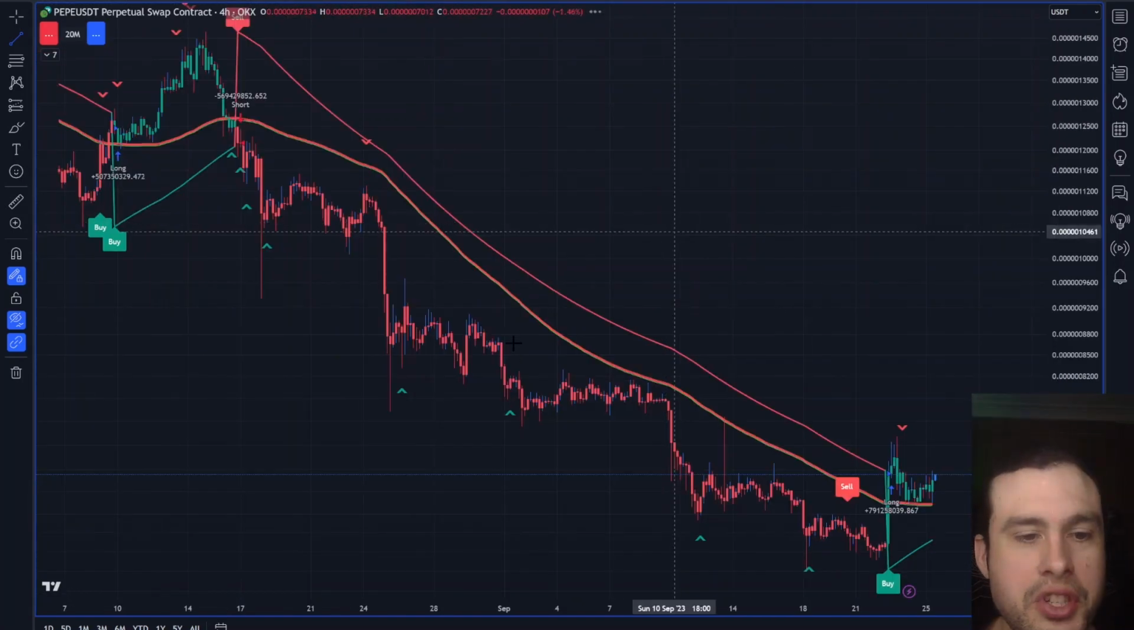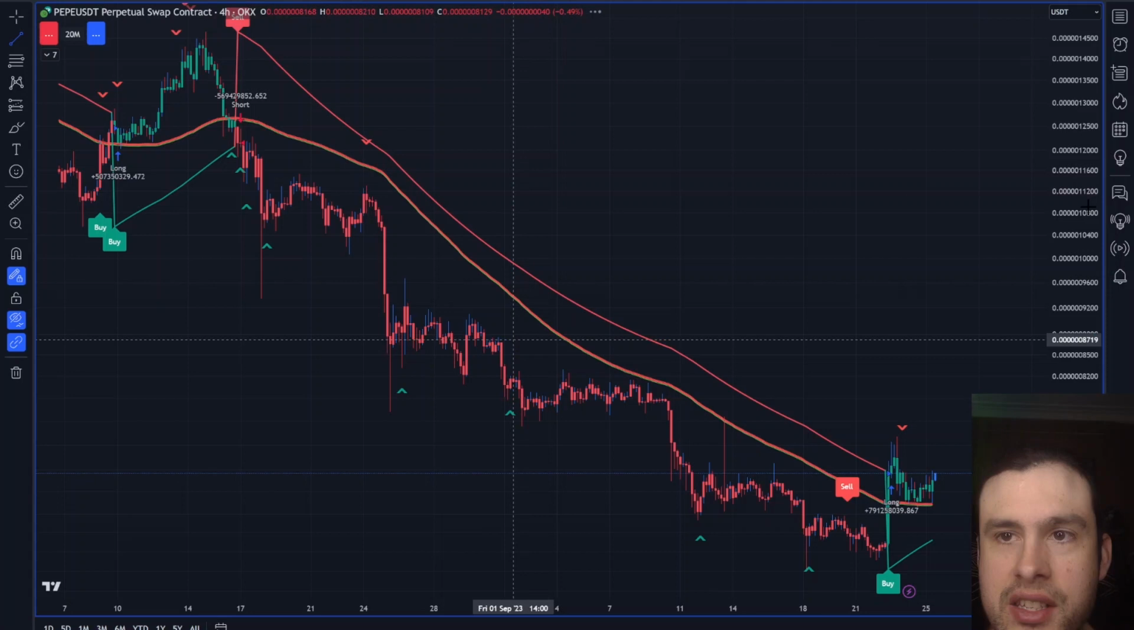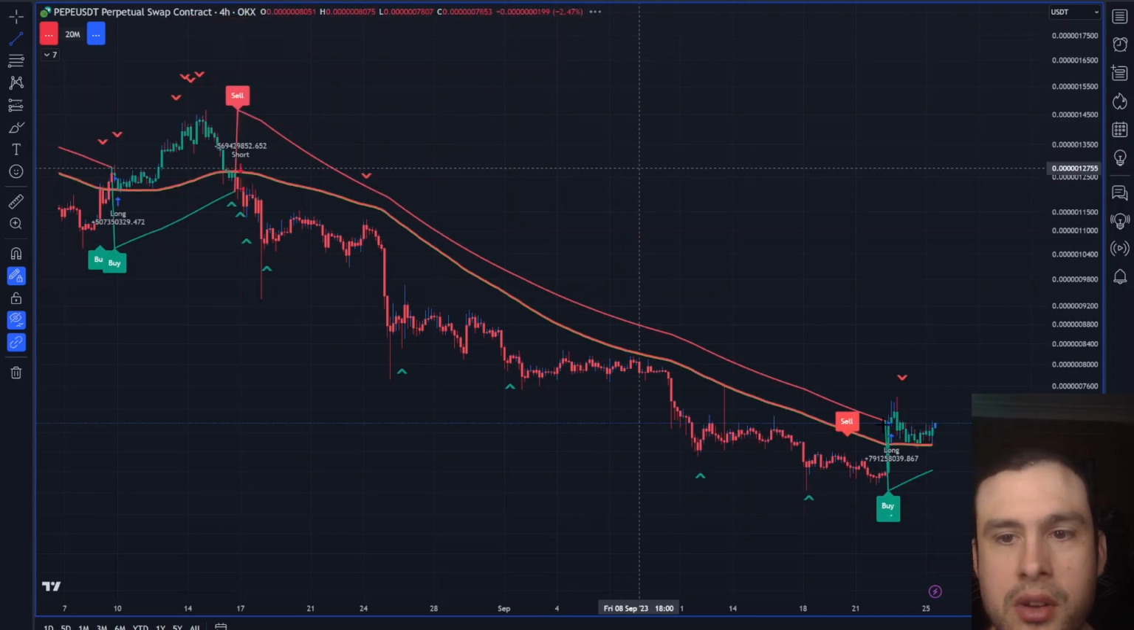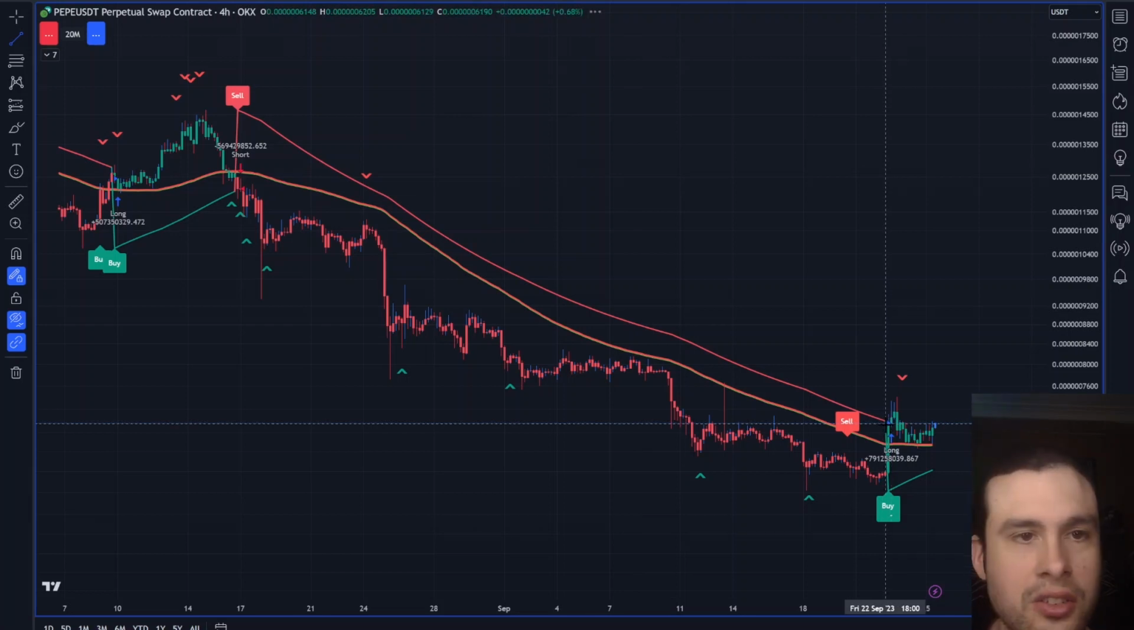Another strategy which I've covered a fair few times on this channel is the PEPE PSAR. That's using the 4 hour. That one's finally entered a long. So this one's actually a bot, so I don't actually do anything with this one. It's just enter on enter and close on close. But this one's entered a long. So again, we've broken out of this trend.